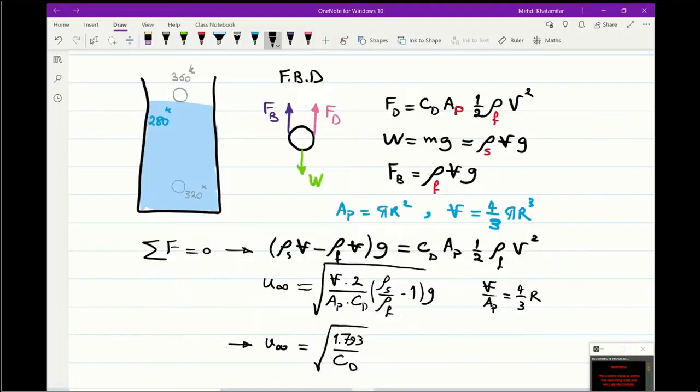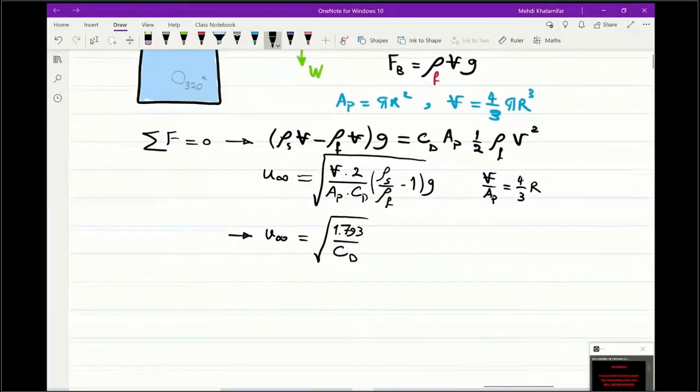Okay, let's find the Reynolds number. Let me write the Reynolds number formula. It is going to be velocity times the diameter of the sphere divided by viscosity. Here I have the velocity, but I'm looking for the velocity, so I can't find the Reynolds number because the velocity is not given. So what I'm going to do is iterate.